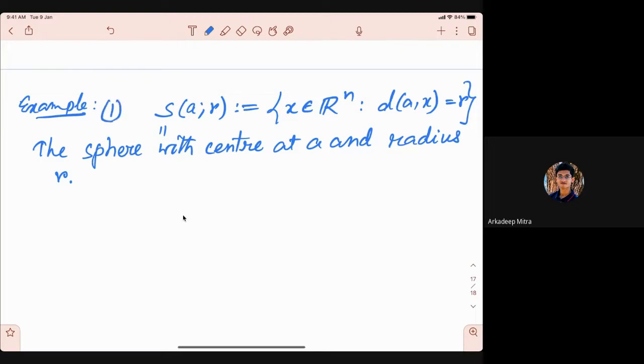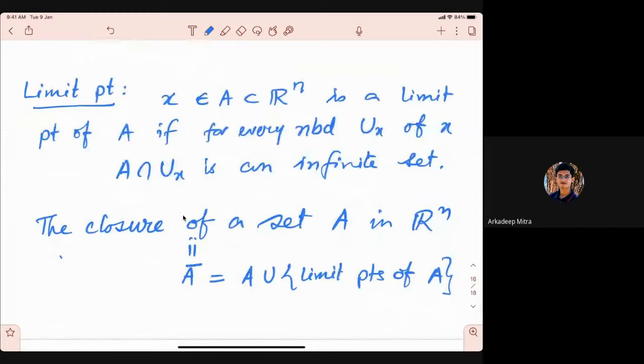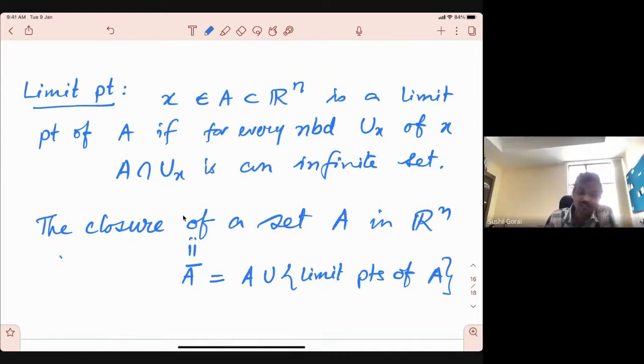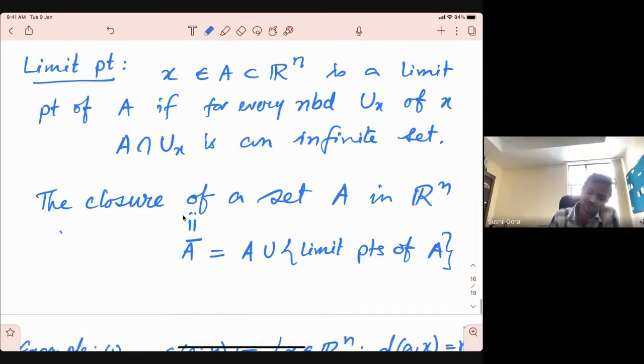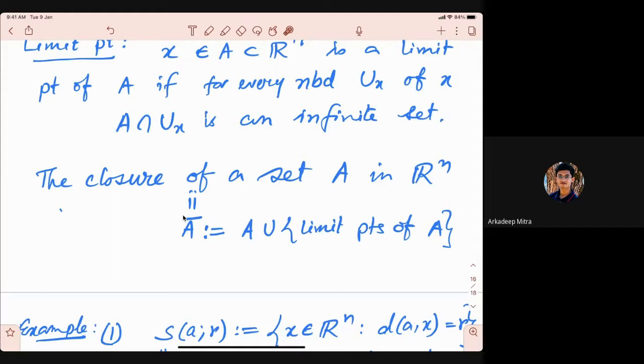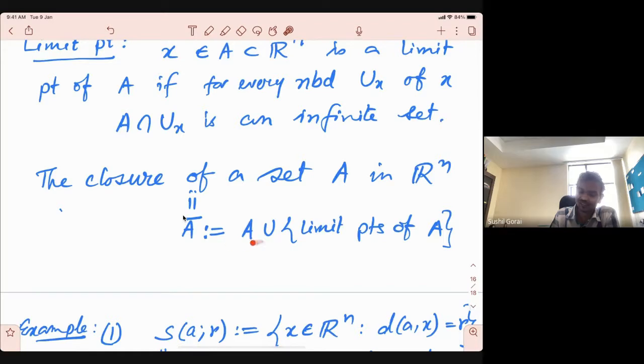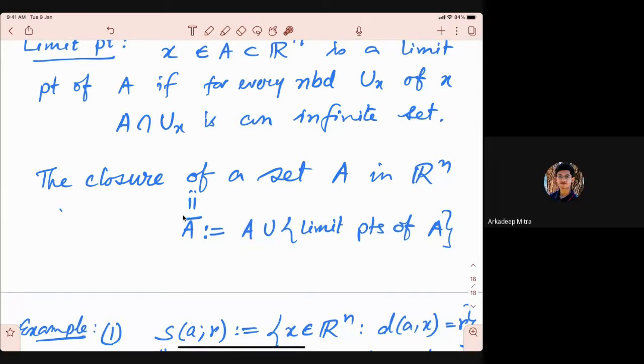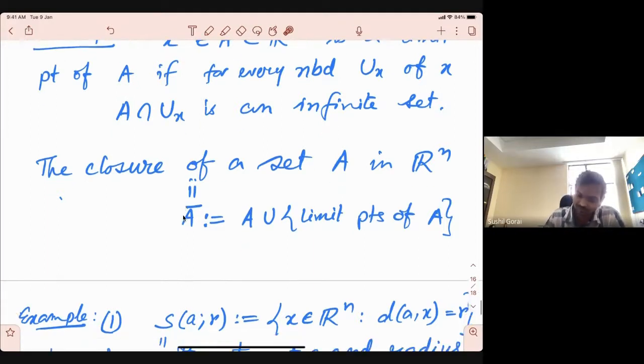Excuse me, sir, one thing. In the previous statement, it's not necessary that all points of A are also in the closure of A, because if a point of A is an isolated point, then it will not be in the closure. Of course, closure of A is by definition A union the limit points of A. If A is a collection of some finite points, then there will be no limit points, so A closure will be A. Yes, I forgot the definition. A is already in the set, so any point of A may not be a limit point. That is true. Thank you, sir.